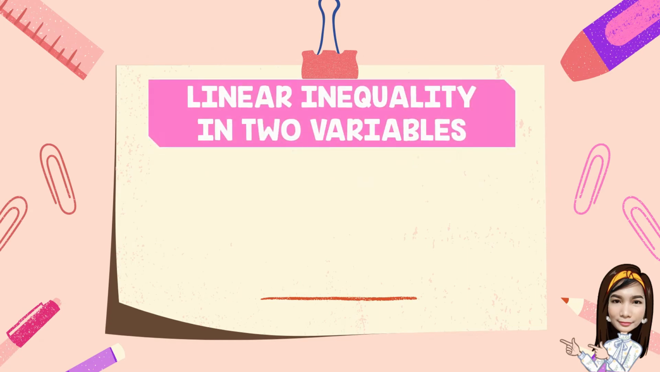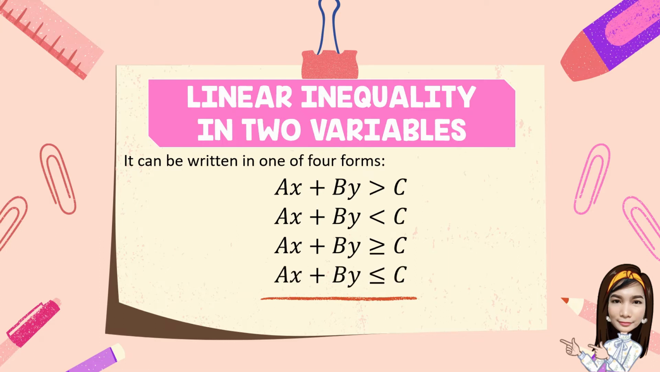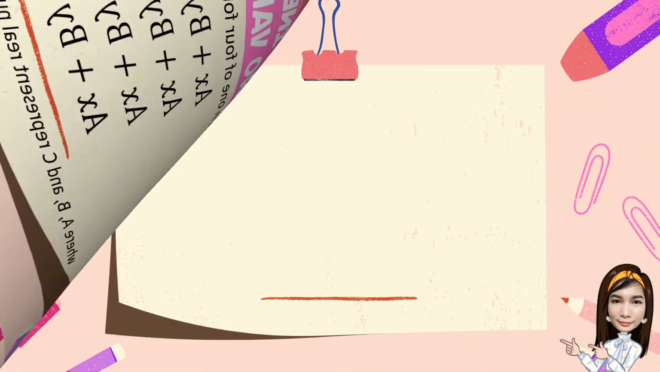Now, let's have the linear inequality in two variables. It can be written in one of four forms. First, ax plus by is greater than c. Second, ax plus by is less than c. Third, ax plus by is greater than or equal to c. And for the last, ax plus by is less than or equal to c, where a, b, and c represent real numbers, and a is not equal to 0 and b is not equal to 0.